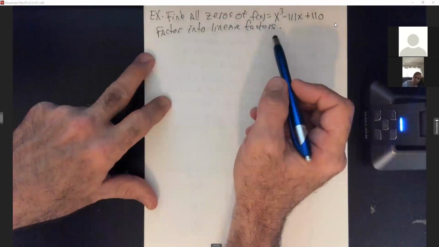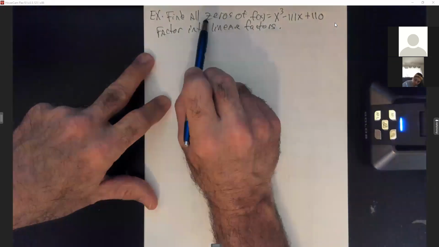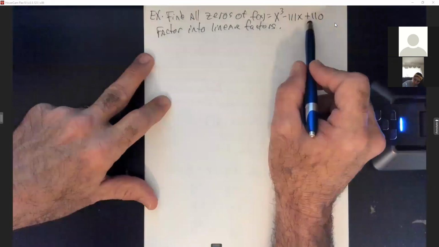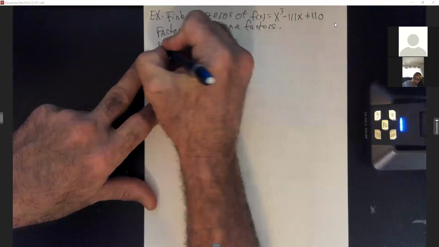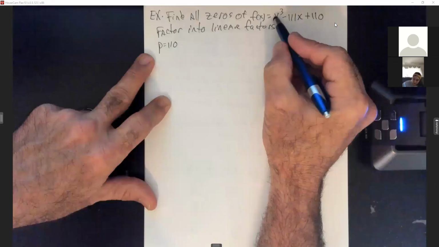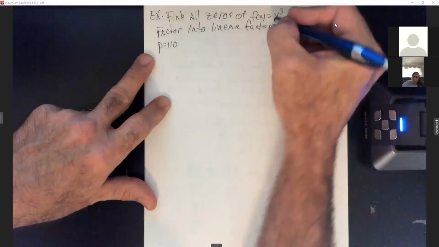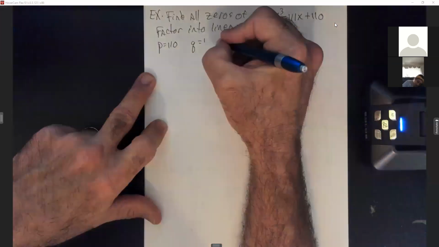Alrighty, so first, I'm going to find all the possible zeros. So I'm going to take my P, which is 110. And on this one, my Q is 1 since there's no number in the front. All right, we also want factors of 110.